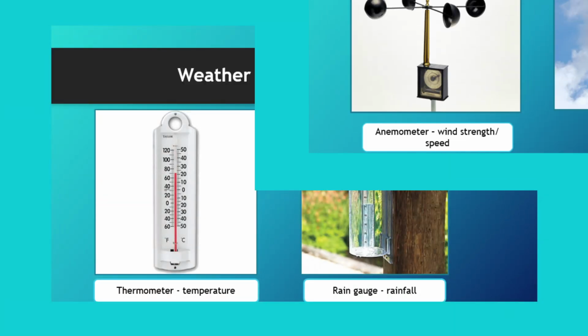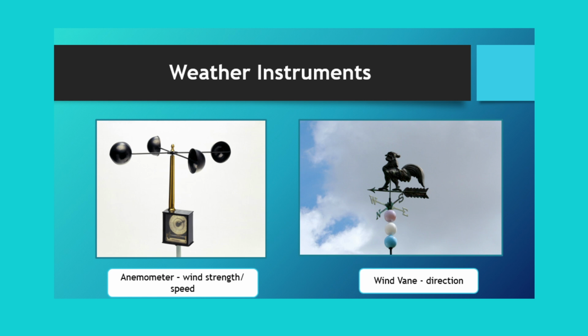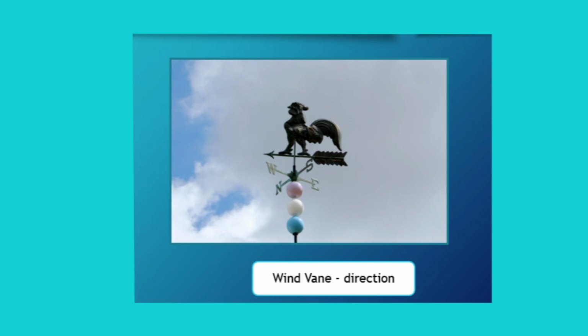Let's look at two more. What do you think this instrument is? Yes, this is used to measure the speed of the wind, and it is called an anemometer. Try to pronounce that and learn to spell that. It is an anemometer. All right, and our final instrument that we're looking at today, yes, that looks like a wind vane. And of course, you can guess it, it is used to measure the direction of the wind. So you can see that we have the compass points on that wind vane: north, south, east, and west.